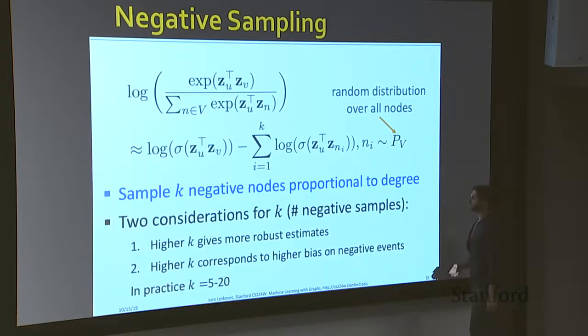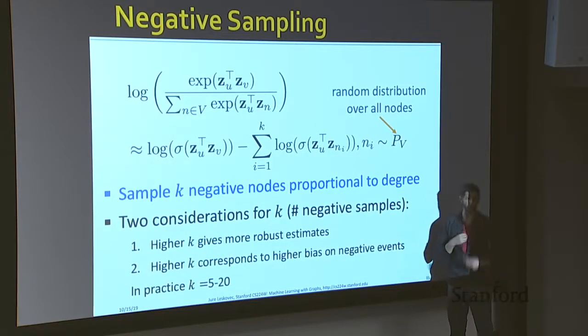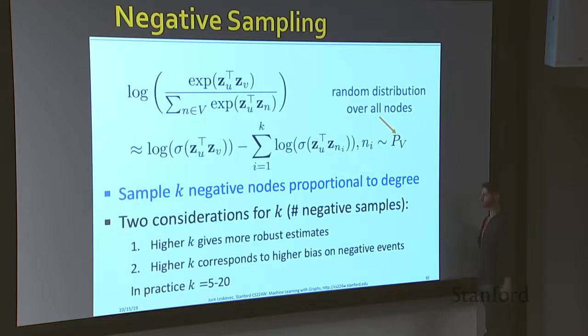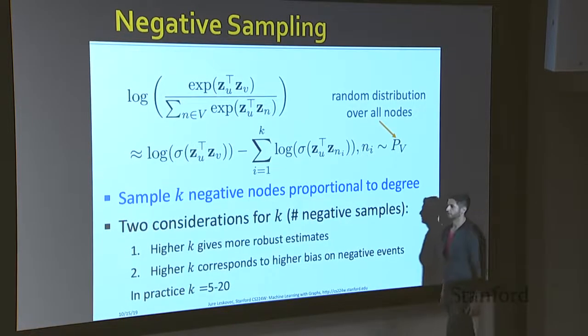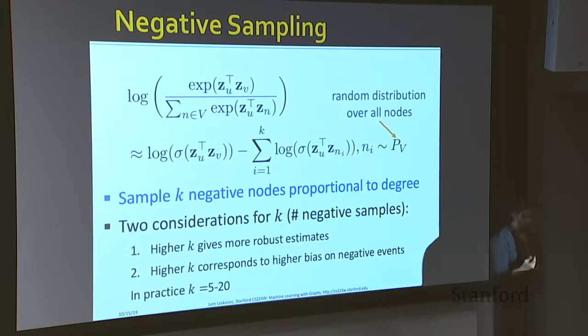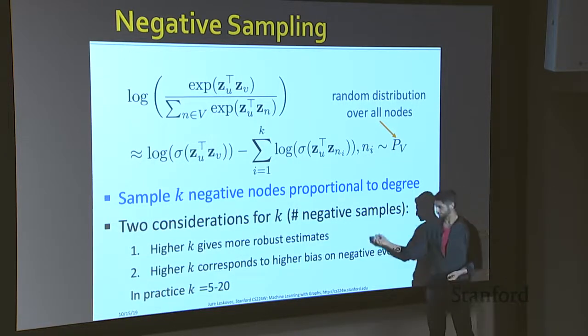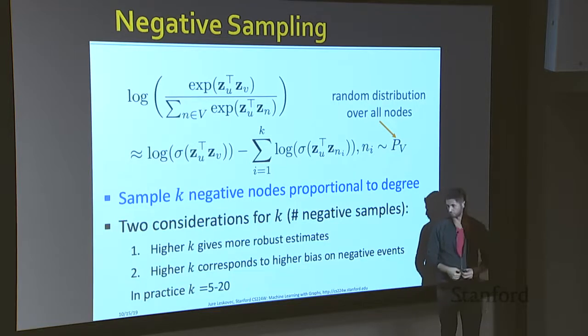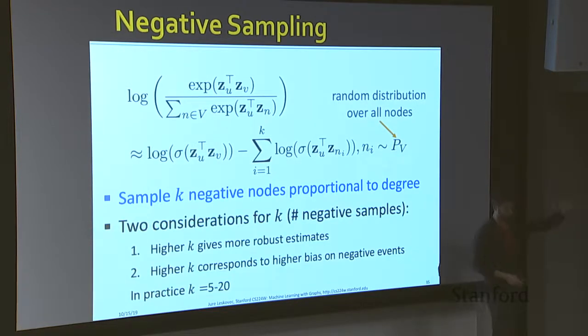Now, how do we perform our sampling, and how many nodes are usually sampled by people? Usually we sample k negative nodes proportional to the degree. We have two important considerations here. On one end, a higher k gives more robust estimates. The reason is we are taking nodes that are more representative in the graph. If they're very much connected, it means that either they play a key structural role in the graph, or they're not outliers, not belonging to no communities at all.